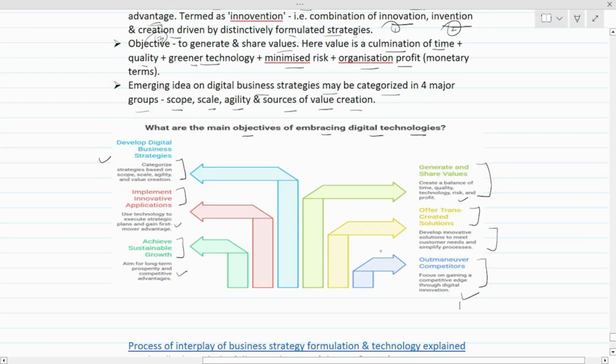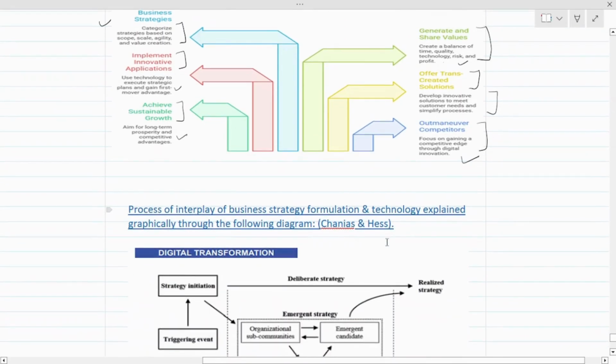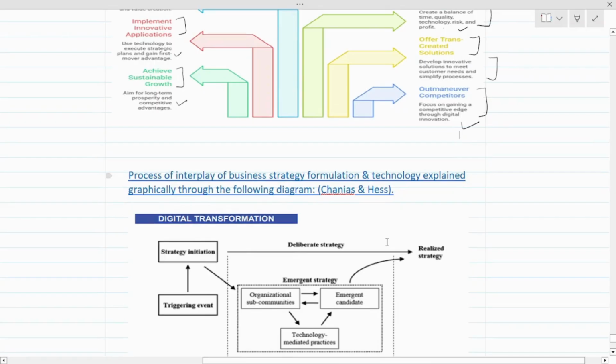Right. Now, just moving on. What is the process of interplay of business strategy formulation and technology, explained graphically through the following diagram? So what we are going to learn here is the process of interplay of business strategy formulation and technology. Right. Interplay of what? Business strategy formulation and technology. Now this is basically explained, and this is done by two people, that is Chenias and Hess. Right. Now this is the diagram that we are talking about.